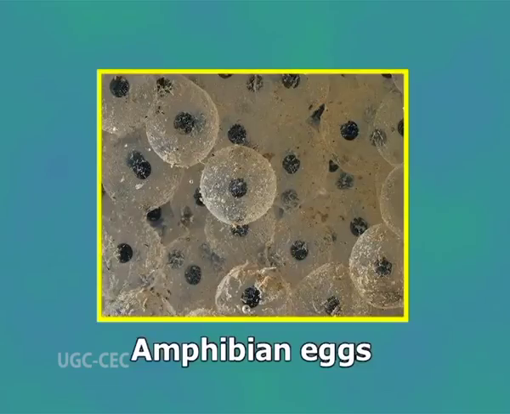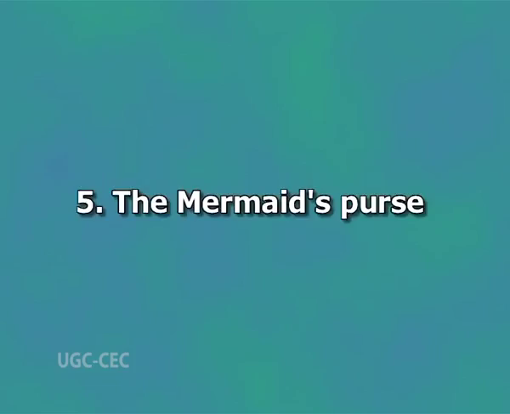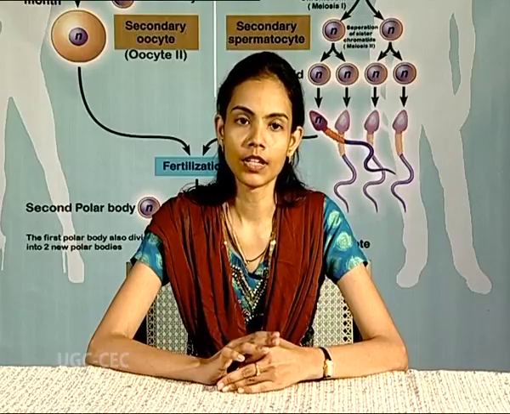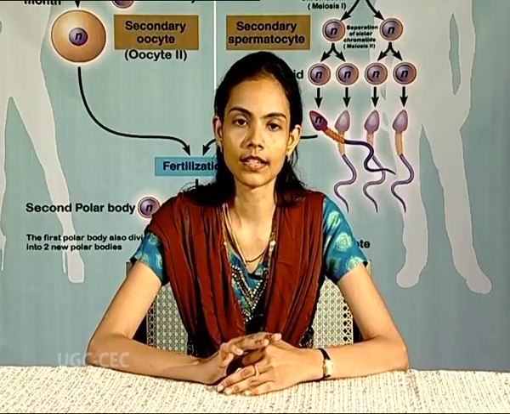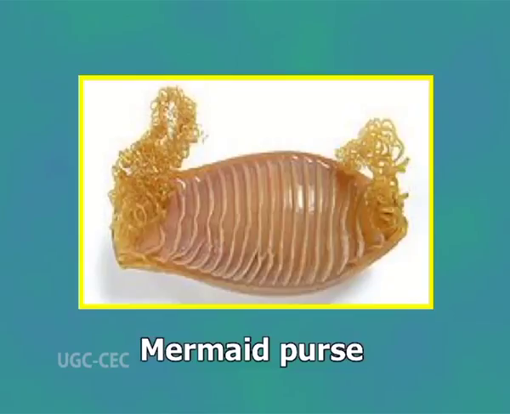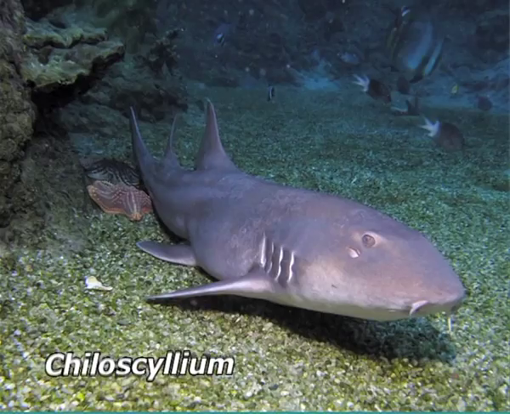Jelly coat. The amphibian eggs are surrounded by a gelatinous covering known as the jelly coat. It is secreted by the oviduct and is made of polysaccharides and proteins. The mermaid's purse. It is found in the egg case of cartilaginous fishes. It is a protective hard shell secreted by the shell glands in the oviduct. The shape of the purse is generally rectangular. The corners of the shell are drawn out into four long twisted elastic filaments which serve to attach the eggs to seaweeds. In the dogfish, Scyliorhinus, development is completed within this purse.